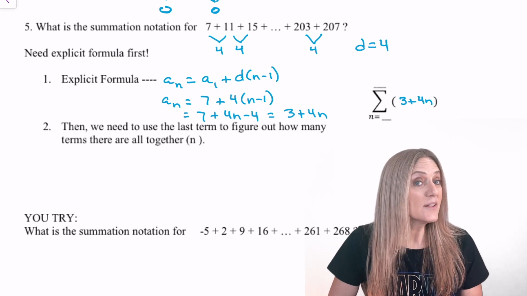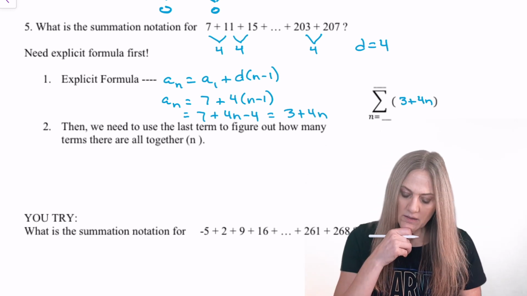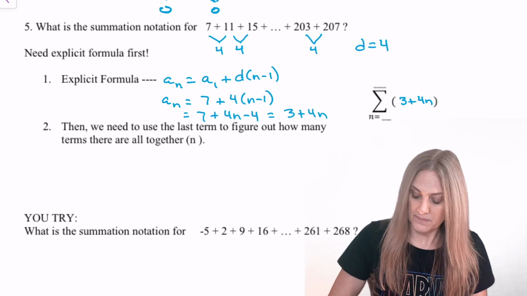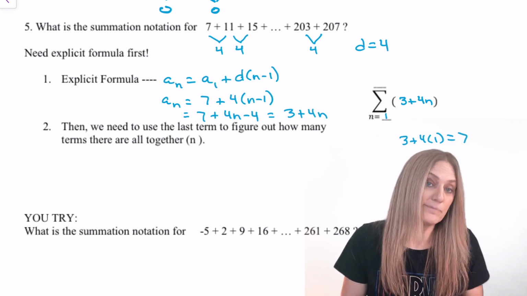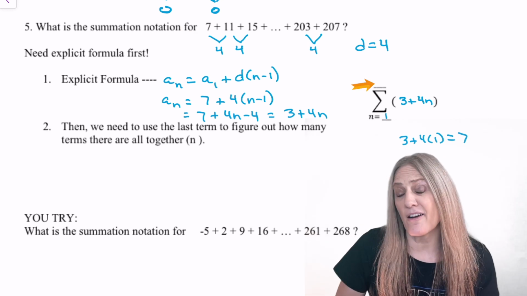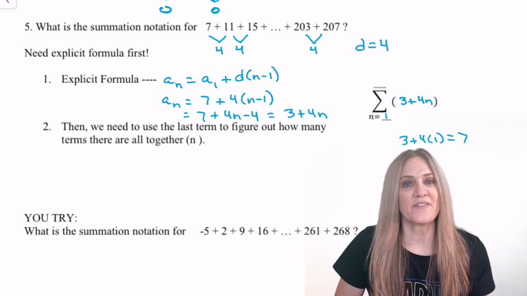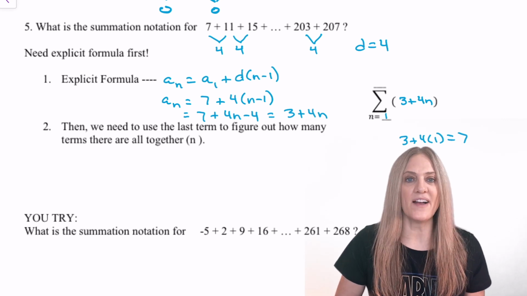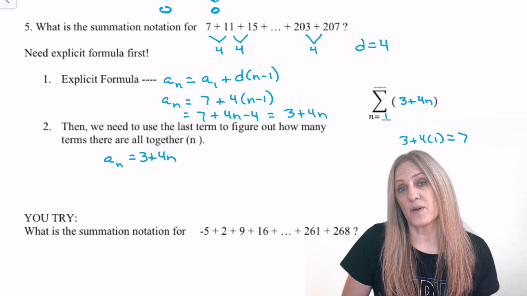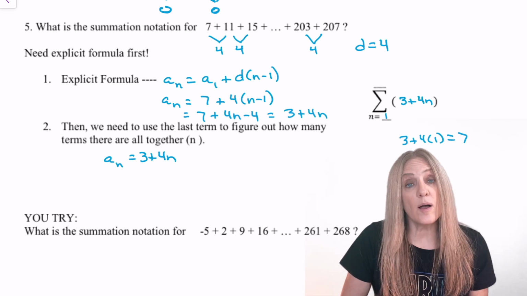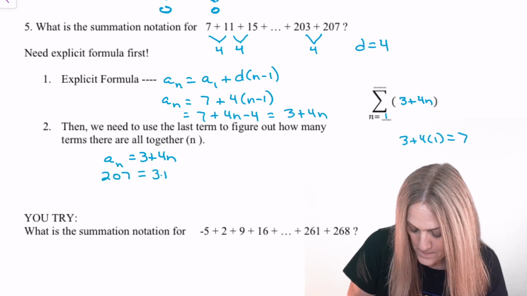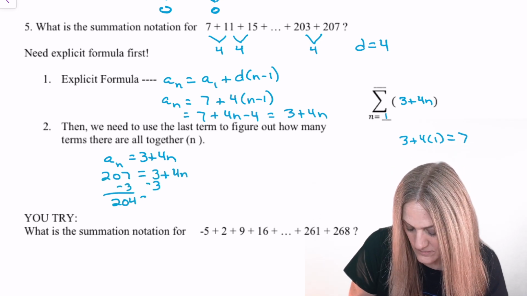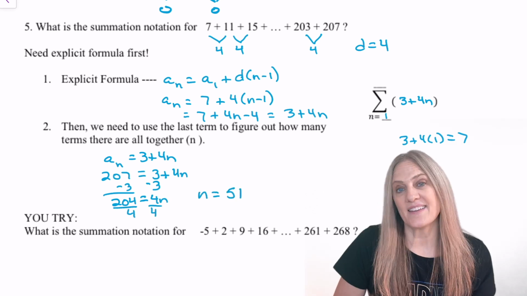Now we need to get our lower limit and upper limit. Well, lower limit, let's see if 1 works. If n equals 1, then 3 plus 4 times 1 is 7. That's our first term. Now let's get our upper limit. We can use the explicit definition that we already have in order to find the upper limit. We know the value of the last term is 207, so I'll plug that in for a sub n and solve for n. The upper limit is 51.